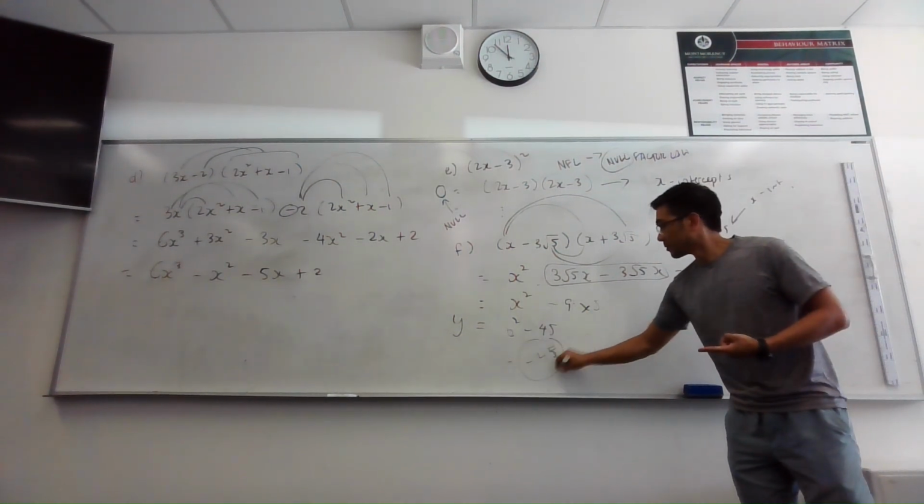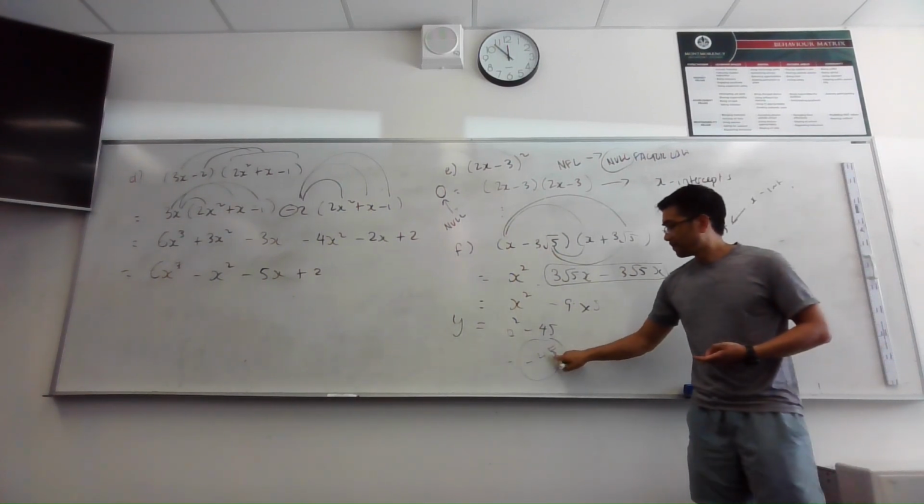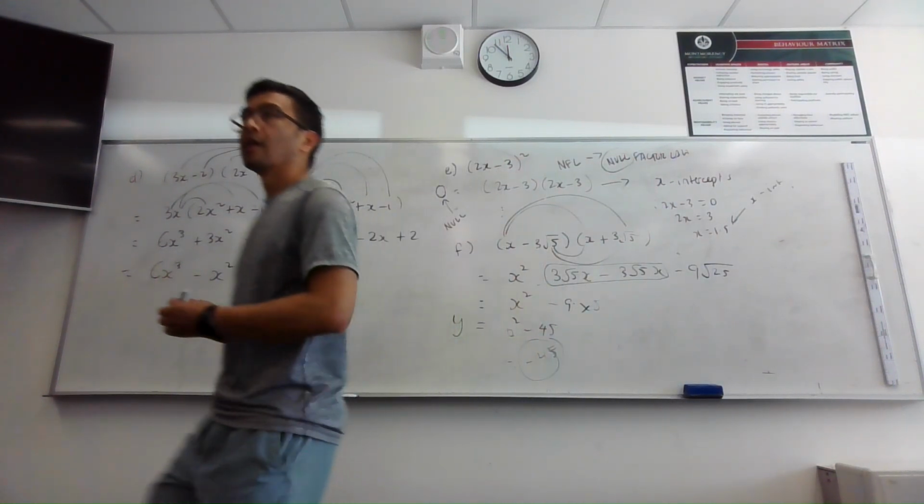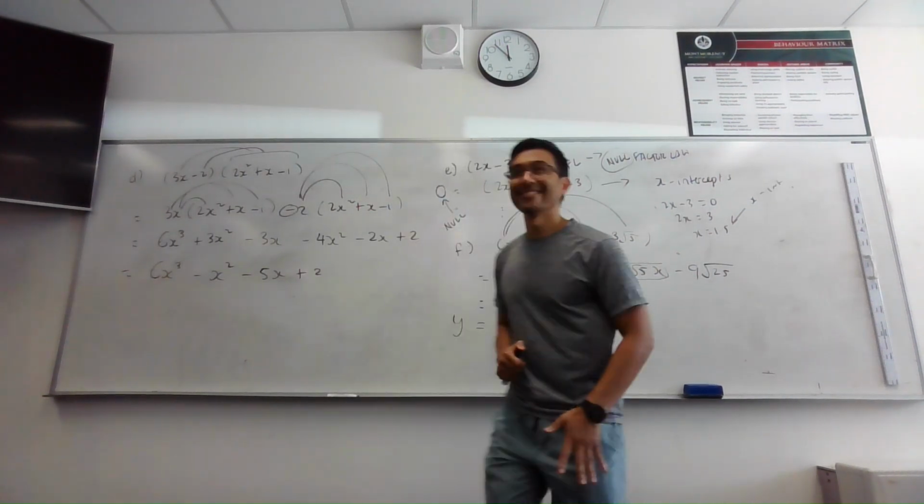I'm confused. So when you're doing the null factor law, you just take one of the factors? Good question.